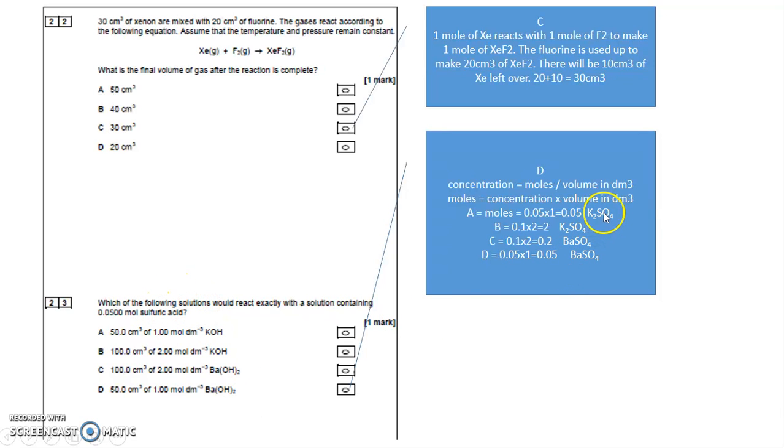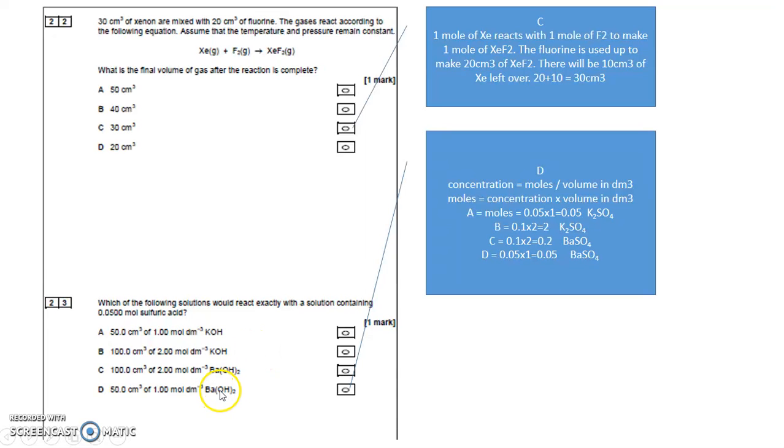Well, I know that a sulfate ion made from sulfuric acid is SO4 2-. Potassium is a 1+ ion because it's in group number 1. It loses 1 electron. So I'm going to need 2 1+ ions to balance the 2 minuses. So this is K2SO4. 1 mole of sulfuric acid will react with 2 moles of KOH, because I'm going to have to balance it with a 2 in front of the KOH. So this is going to react 1 mole of sulfuric acid to 2 KOH. So my answer isn't A. My answer might be D.